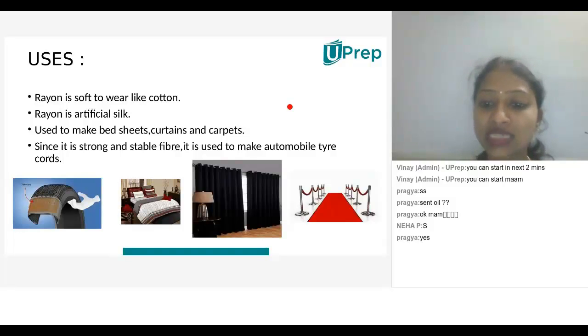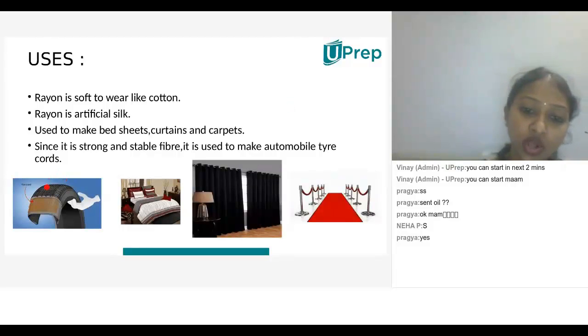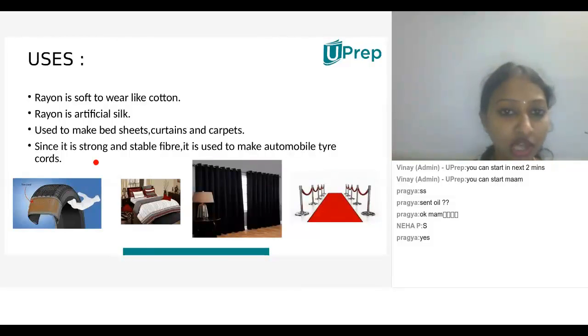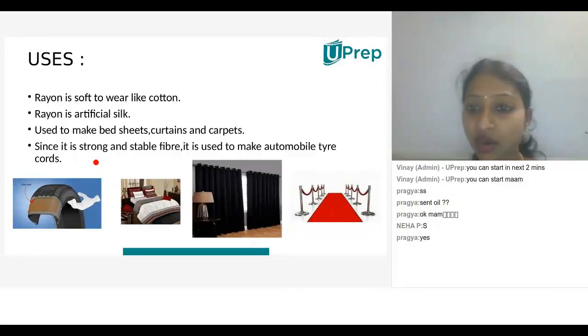Since it is a strong and stable fiber, it is used to make automobile tire cords. If you have seen a tire, we only know about the rubber covering of the tire. Understood or not? Beneath this layer, there is a layer of rayon, a stitched one. The stitched layer is present. It's nothing but the tire cord.